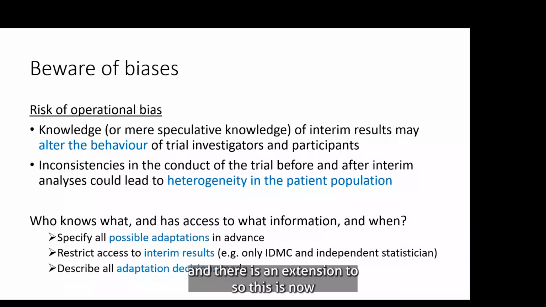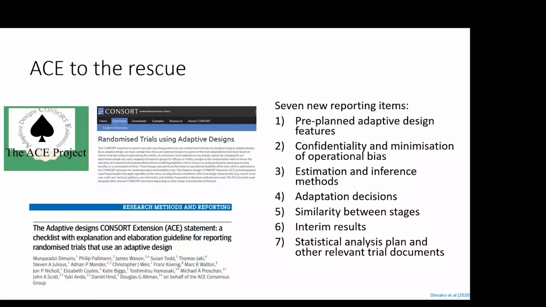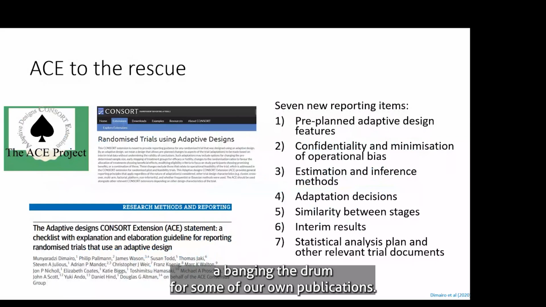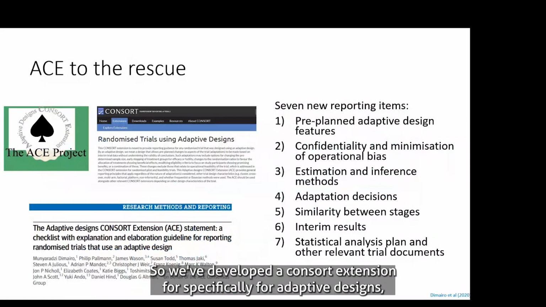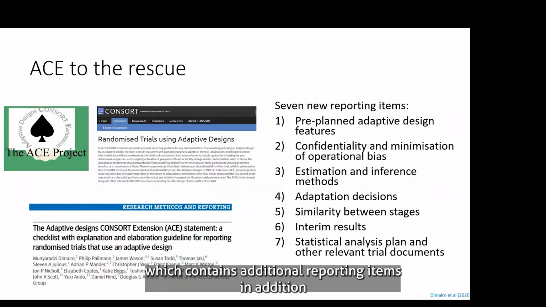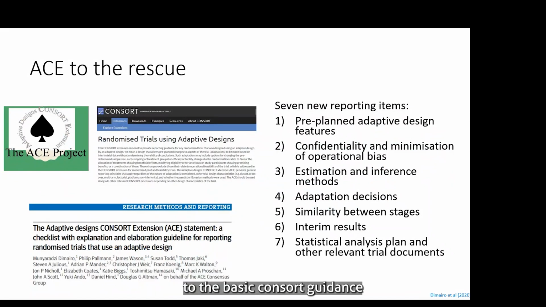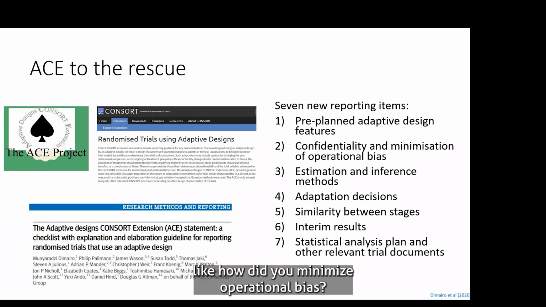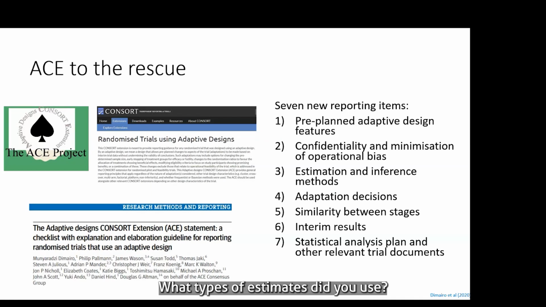And there is an extension to, so this is now where I'm banging the drum for some of our own publications. So we've developed a CONSORT extension specifically for adaptive designs, which contains additional reporting items in addition to the basic CONSORT guidance, specifically to include things like how did you minimize operational bias? What types of estimators did you use?